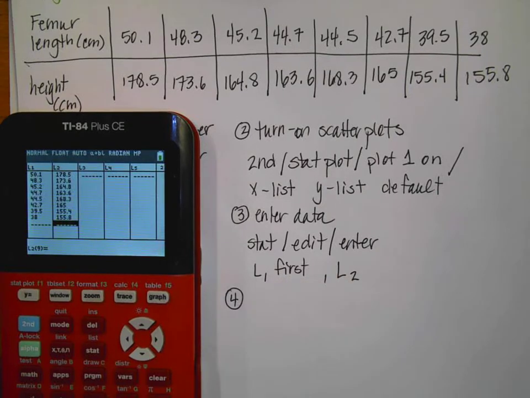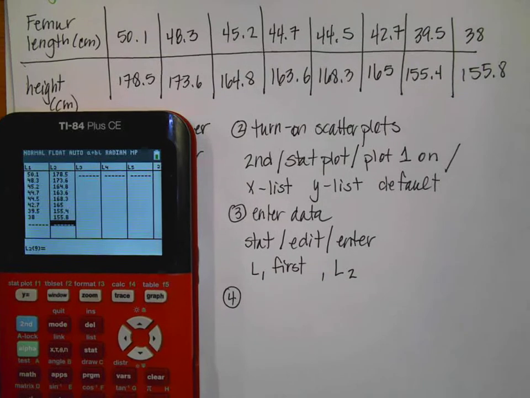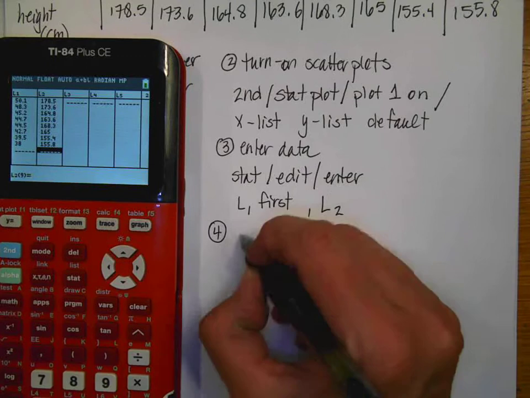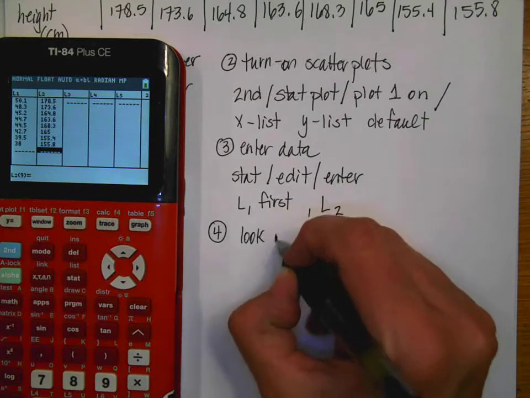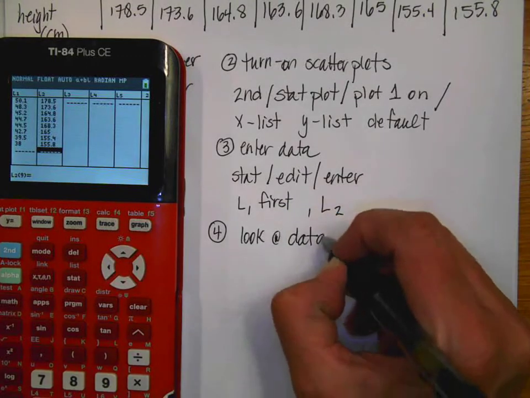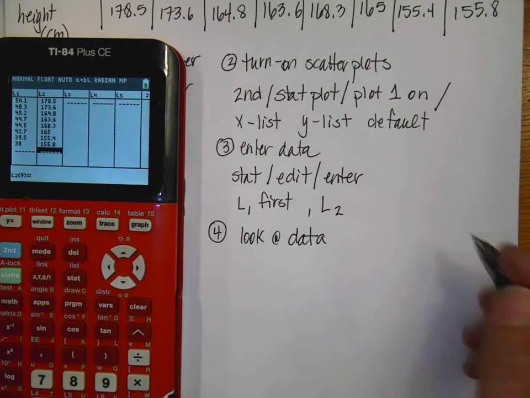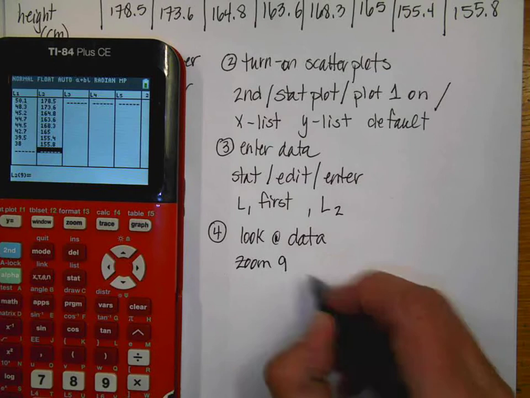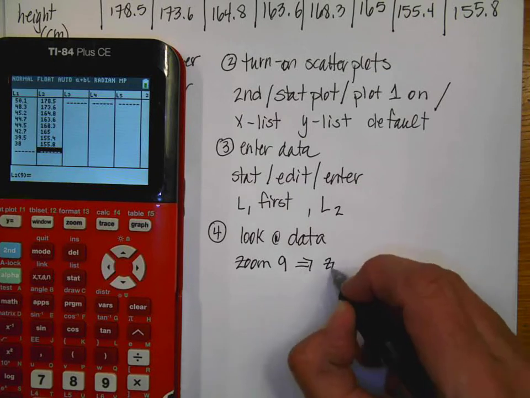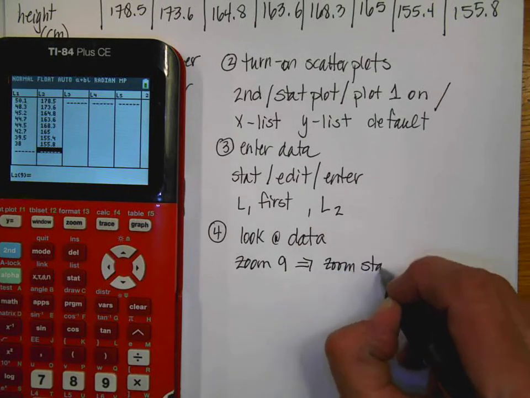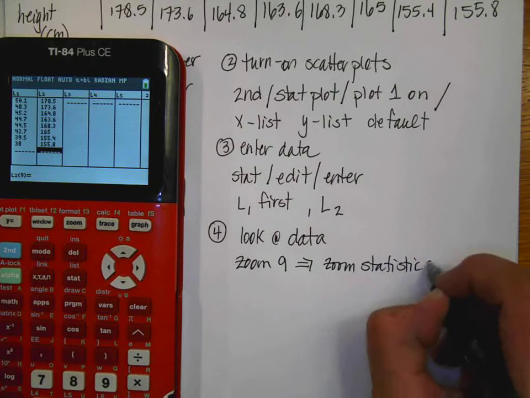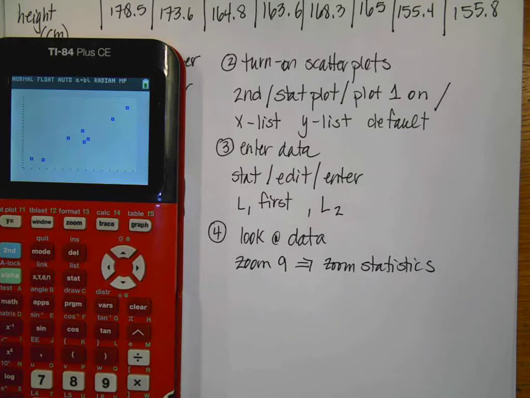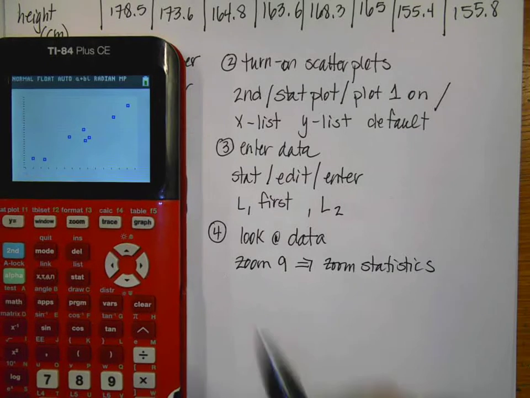The next step, step number 4, scoot it up just a little bit now so you can see the steps more than you can see the data, because you'll have that on your paper. Now we're going to look at the data. It's important to know what the data looks like. So to do that, I'm going to do a zoom 9, which is a zoom statistics. So I'm going to do zoom 9.